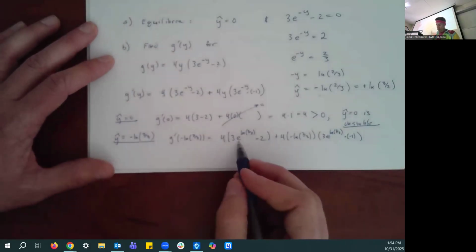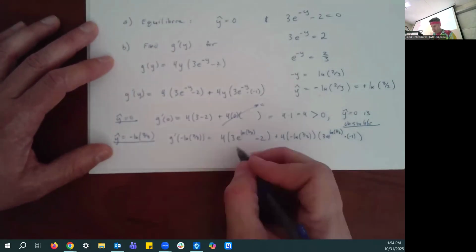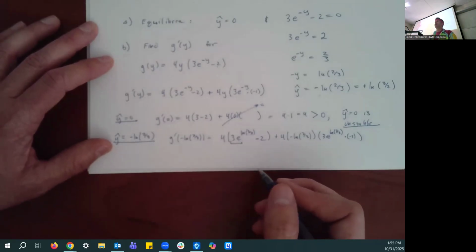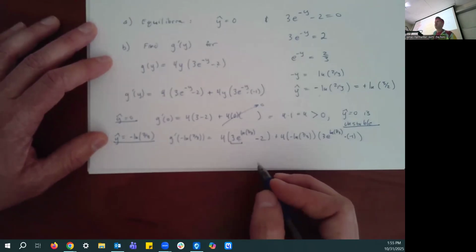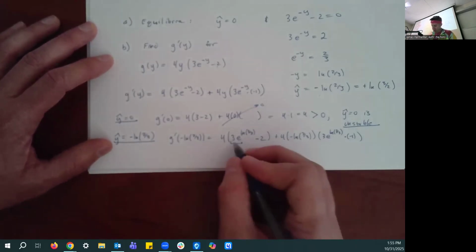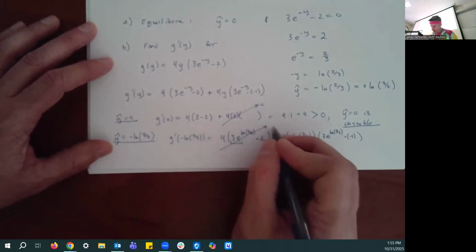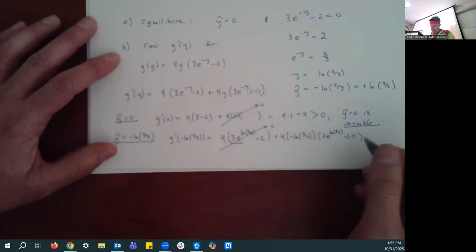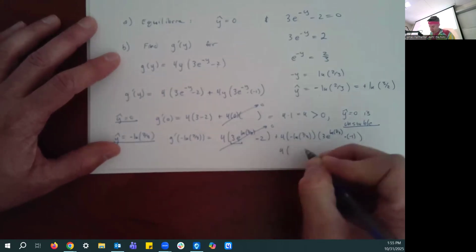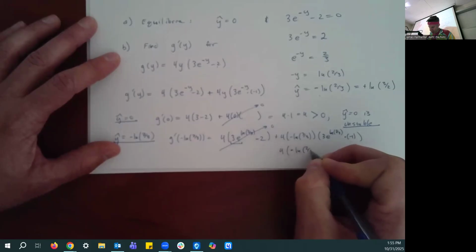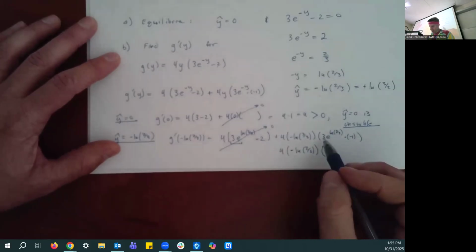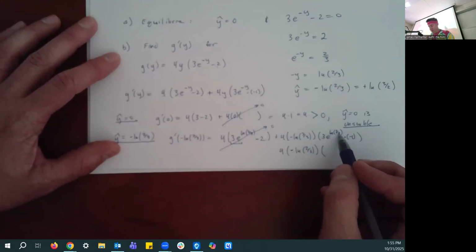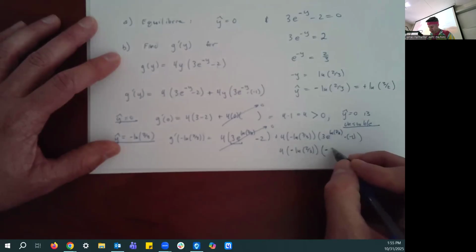All right. e to the natural log of 2/3 is just 2/3. 3 times 2/3 is 2. So we have 2 minus 2. This is all 0 right here. Okay. So this part over here is going to be real interesting. We have 4 times negative natural log of 2/3 times 3 times negative 1 is negative 3. And e to the natural log of 2/3 is also 2/3. So you have negative 2.